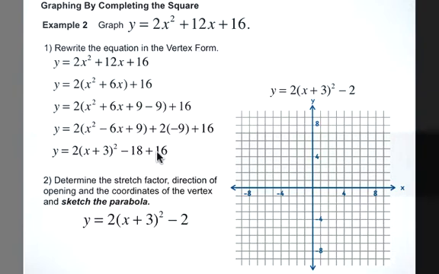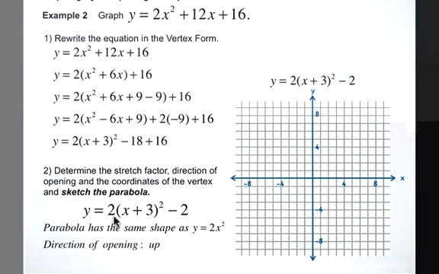For y equals 2 times (x plus 3) squared minus 2, the parabola has the same shape as y equals 2x squared, because it has the same stretch value. The direction of opening will be up. The vertex is at (negative 3, negative 2). So we'll plot that here.